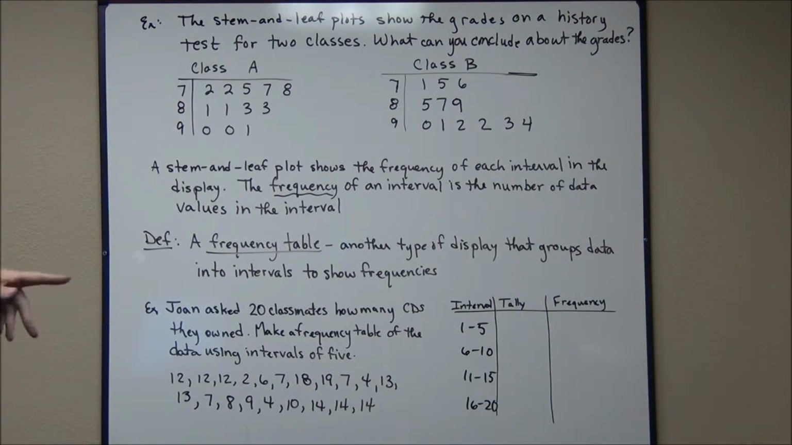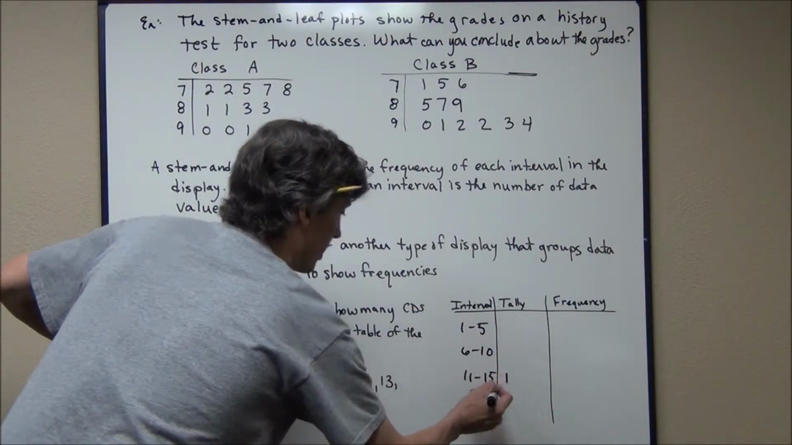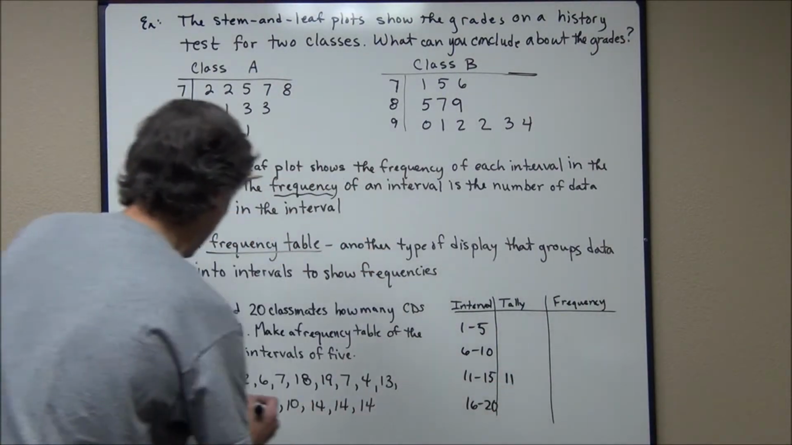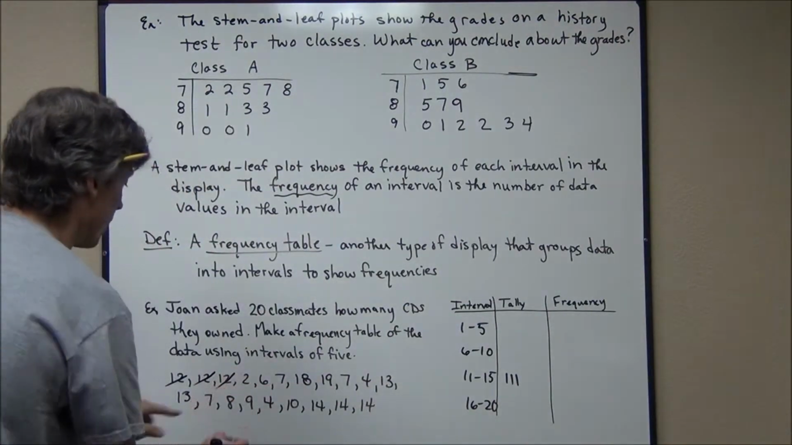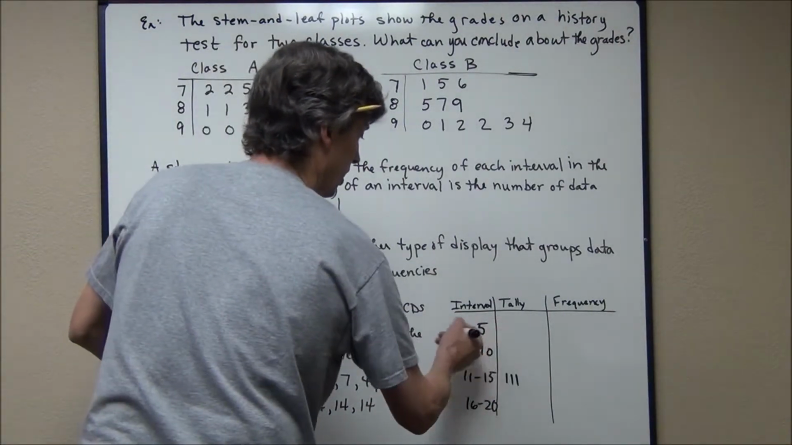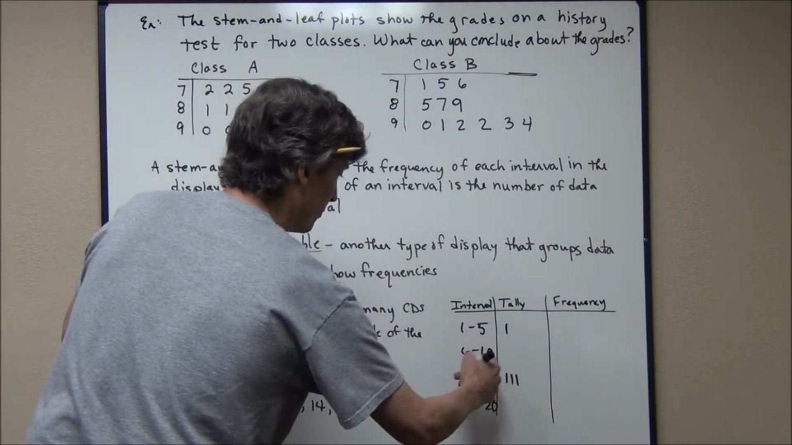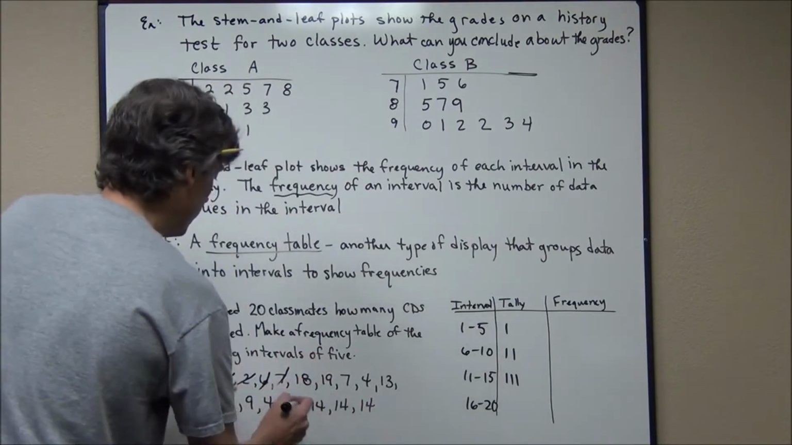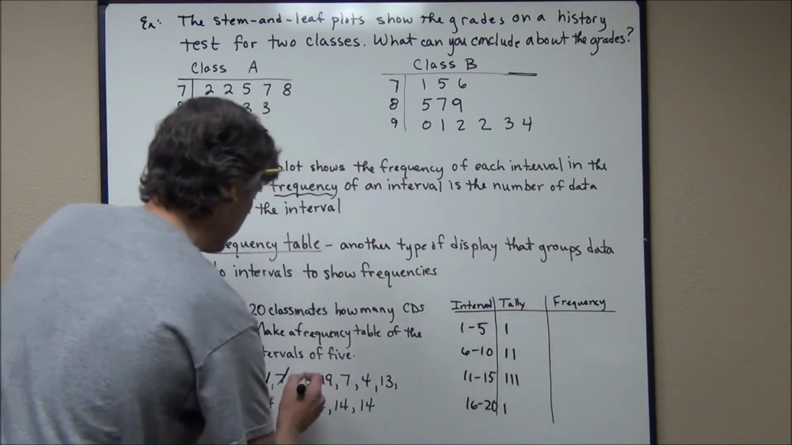So what I'm going to do now is put a tally mark for each one of these. Now here I have a 12, so the 12 would be in here, so I put a tally mark, and I cross that one off. I have another 12, put another tally mark, cross that one off, then another 12, cross that off, then a 2. Now the 2 is up here from 1 to 5. The 6, it would be here from 6 to 10. The 7, also there. The 18 down here between 16 and 20.